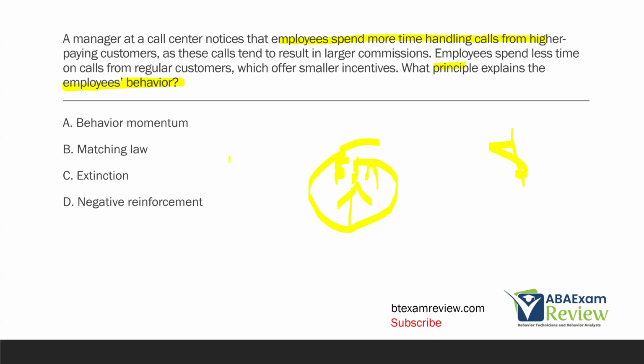And the principle explaining the fact that behavior tends to follow reinforcement is B, matching law. Behavior tends to match to where reinforcement is provided and proportionately. Extinction. Is there extinction going on in this question? Are we worried about extinction in terms of the employee behavior? Not necessarily. Same with D, negative reinforcement. It's not negative reinforcement. They get larger commissions and get more money if they engage in certain behaviors. They're being positively reinforced. The principle explaining the behavior would be B, matching law.